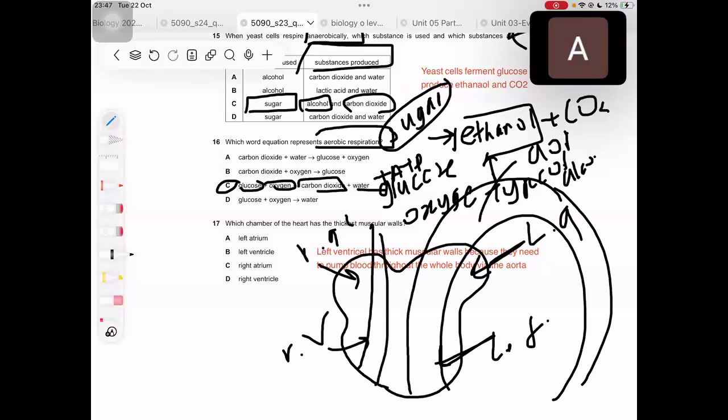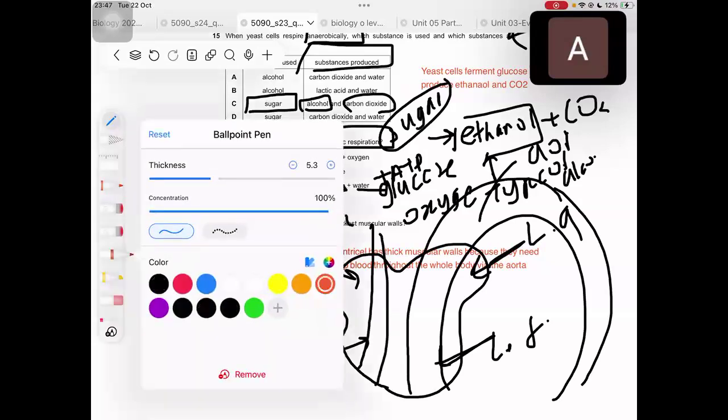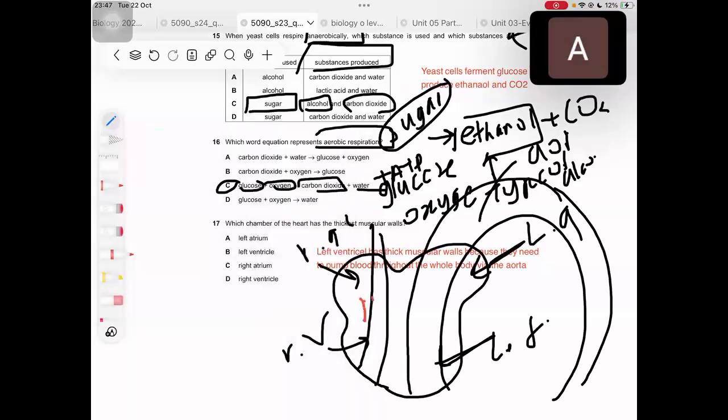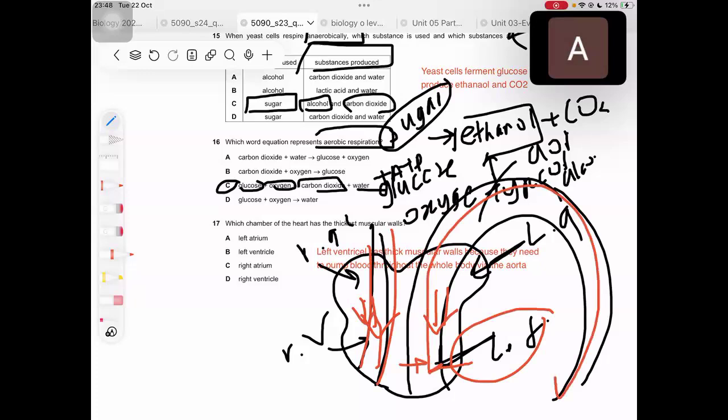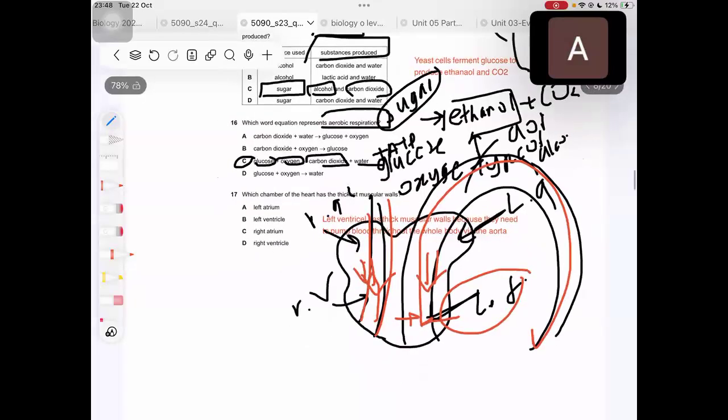The right atrium pumps blood into the right ventricle, and the left atrium pumps blood into the left ventricle, right? So when compared to the left ventricle, all the other distances are small, but look at the distance that blood needs to travel when the left ventricle contracts. It needs to travel around the whole body. That means the left ventricle should have the thickest walls.